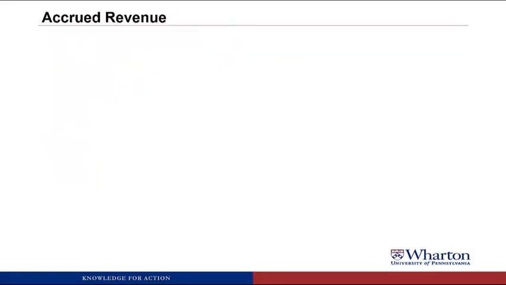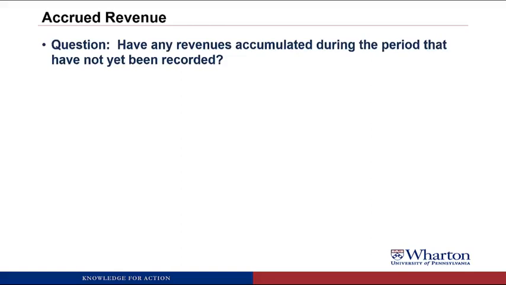Finally, we have accrued revenue. So as our poor accountant looks at the TV to watch the ball drop at Times Square, he hurriedly asks himself, have any revenues accumulated during the period that have not yet been recorded, so he can do his one more set of adjusting journal entries? The accounts we're talking about here are going to be receivable accounts like interest receivable or rent receivable.